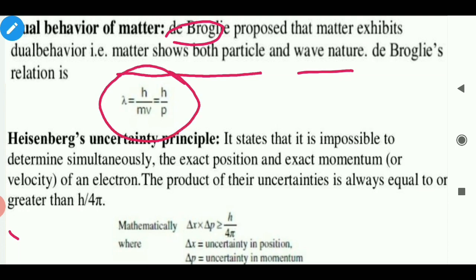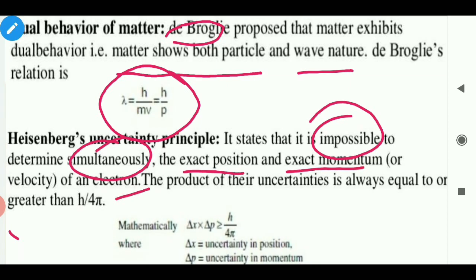Heisenberg uncertainty principle. It states that it is impossible to determine simultaneously the exact position and exact momentum of an electron. The product of their uncertainties is always equal to or greater than h upon 4 pi. That is, delta x into delta p is greater than or equal to h upon 4 pi. Delta x is the uncertainty in position and delta p is the uncertainty in momentum.